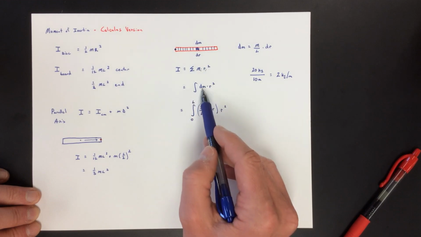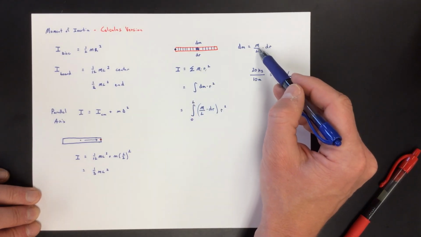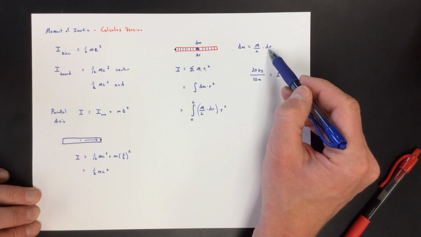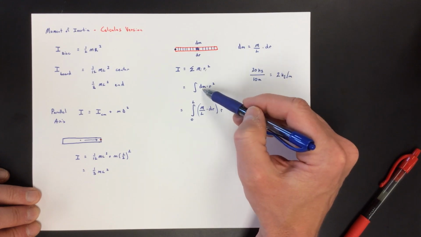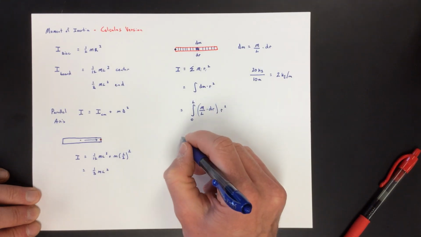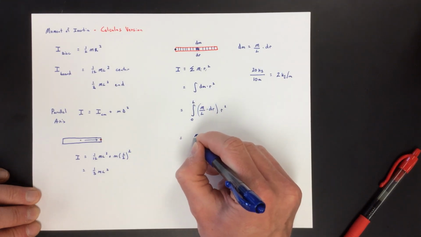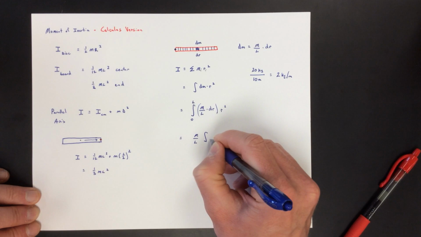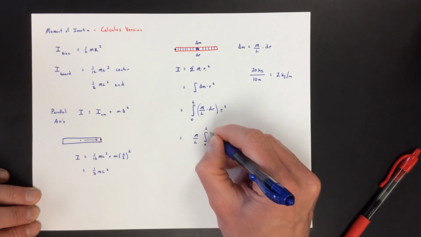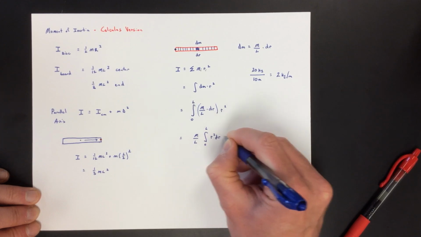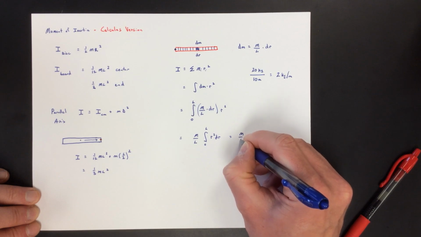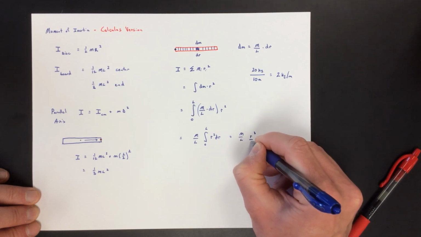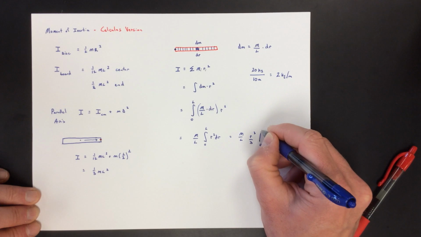dm, we're going to make a substitution. The little bitty mass is the density of each little bitty thickness. So make that substitution in for dm, which I did, and then m and L are constants. I can factor those outside of the integral, and then I'm left integrating from 0 to L of r squared dr, which is m over L, r cubed over 3, evaluated from 0 to L.